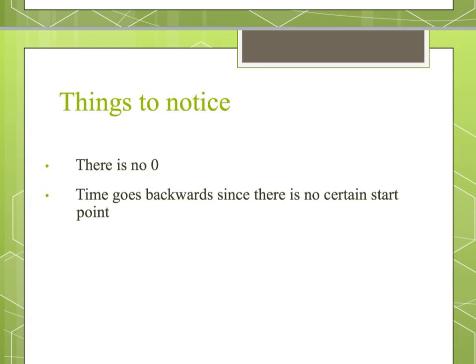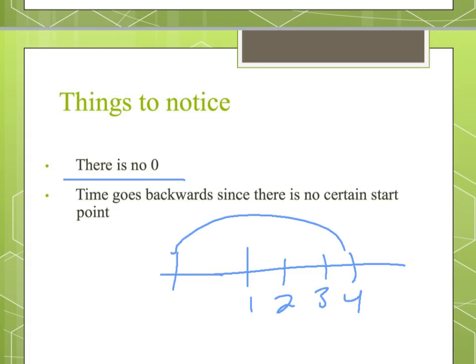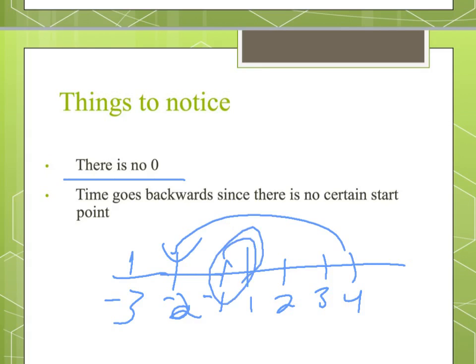There are some things to realize, though. There is no 0, and time goes backwards since there's no certain start point. There isn't some kind of diary that says day 1. We have cave paintings, but they don't really tell us what day it was. So time goes backwards. If we found a skeleton here, and then all of a sudden we found one here, and time only went forwards, we'd have to restart it. Since we now go backwards, -2, we can just move either way. But remember, right here, there is no 0.